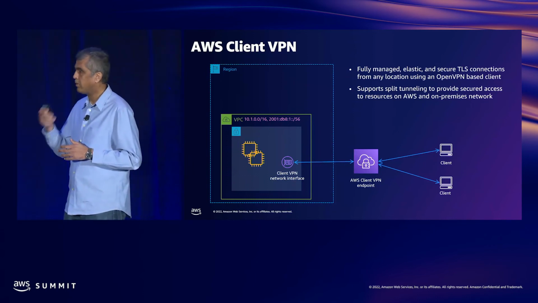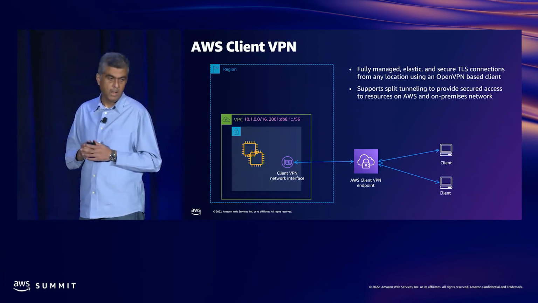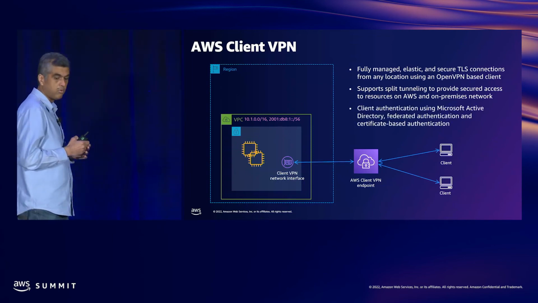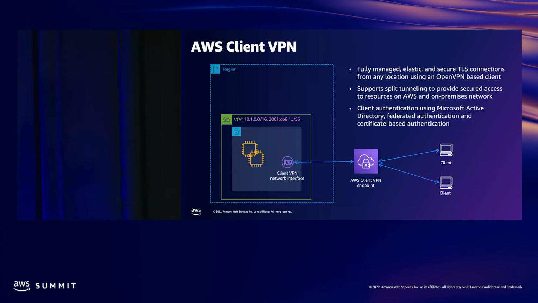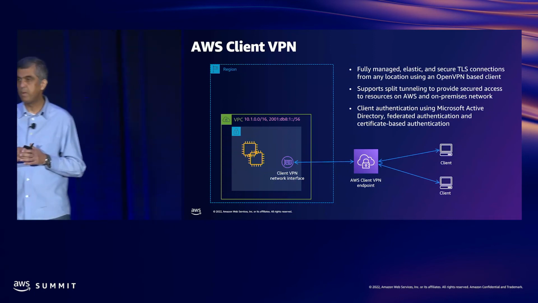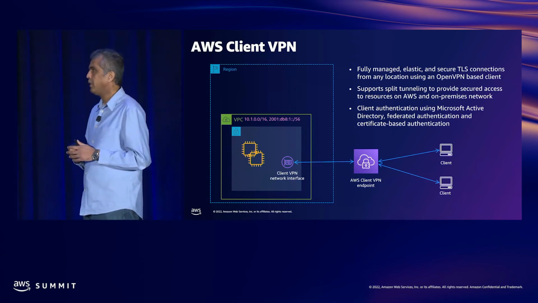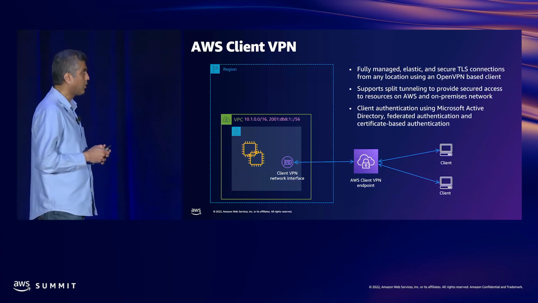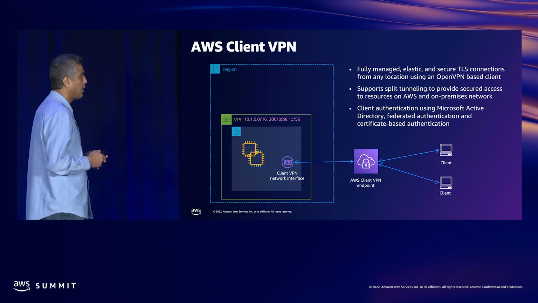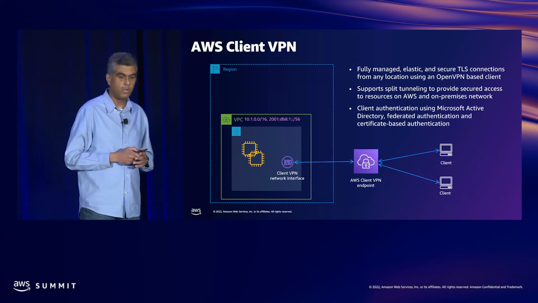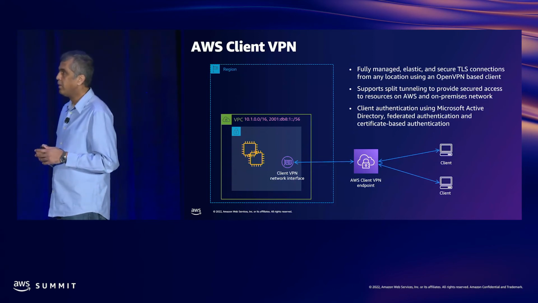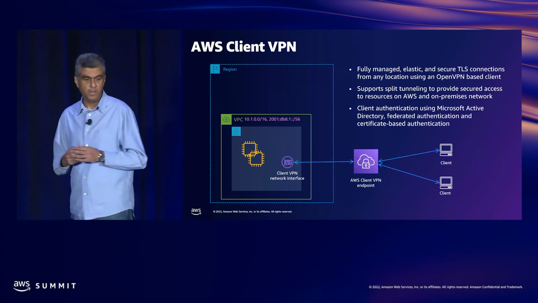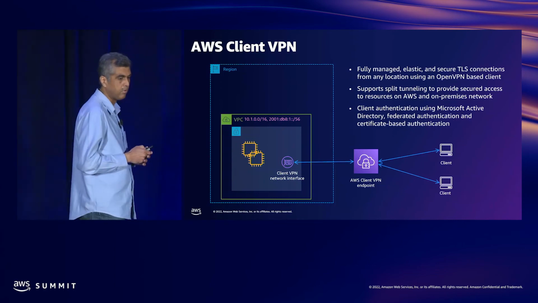Your client could be mobile, it could be desktop, etc. It also supports split tunneling so that only the traffic that is destined for your AWS resources is sent over this connection, and the rest of the traffic will follow your normal internet path. So it saves you on data transfer, saves you on not sending everything that's not destined for AWS. It also supports authentication using both Active Directory as well as certificate-based authentication, and also third-party SAML SSO, things like Okta. So if you are using one of those SAML-based authentication, it seamlessly integrates into that.